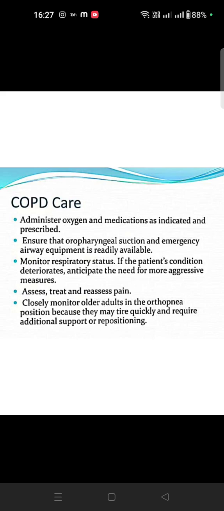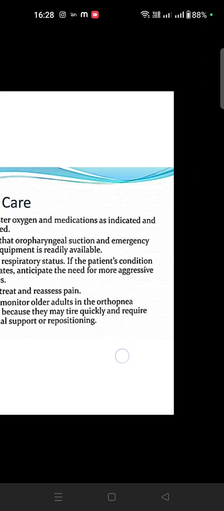Administer the oxygen or medication as indicated and prescribed. Then oropharyngeal suction and emergency airway equipment should be ready and available. Monitor the respiratory status. If the patient's condition deteriorates, assess and treat more aggressively, reassess the pain, and closely monitor. Orthopnea patients require additional support and repositioning. So for the COPD patient, observe and report the care provided, position the patient, any unexpected outcome, and family education.